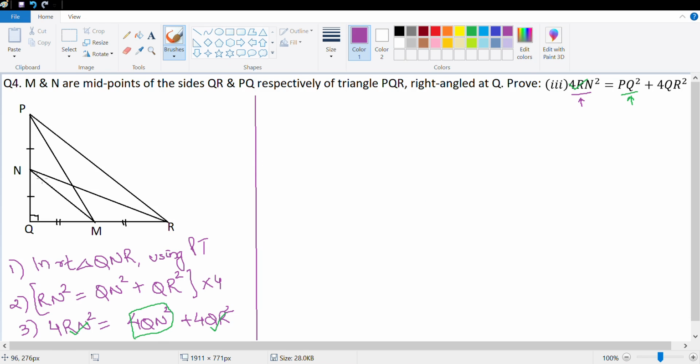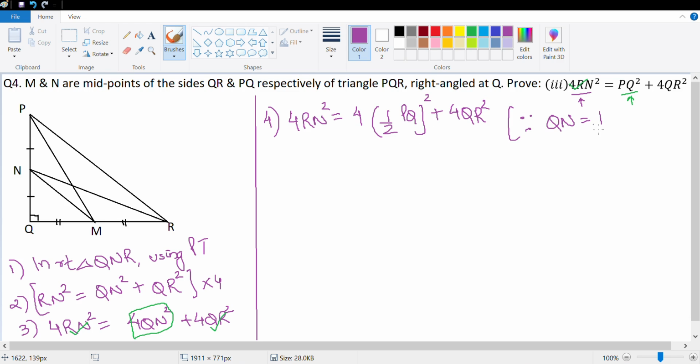Let's see if there is any relationship between QN and PQ. QN is half of PQ. Exactly the same question as last time. Last time we had QM is equal to half of QR. This time we are getting QN is equal to half of PQ. So the left hand side remains 4RN square, and instead of QN I write half of PQ whole square plus 4QR square. Reason, since QN is equal to half of PQ. This becomes 4 multiplied with 1 upon 4 PQ square plus 4QR square.